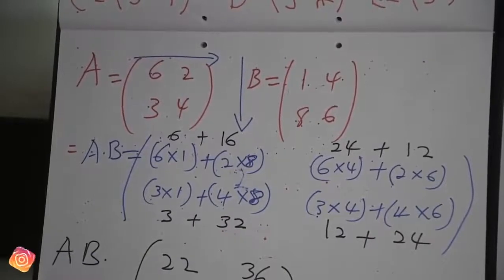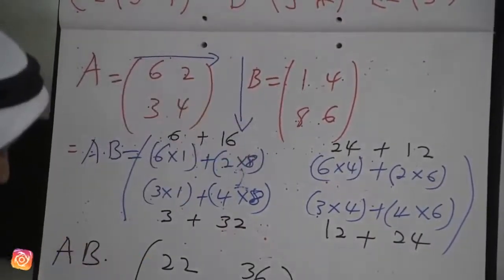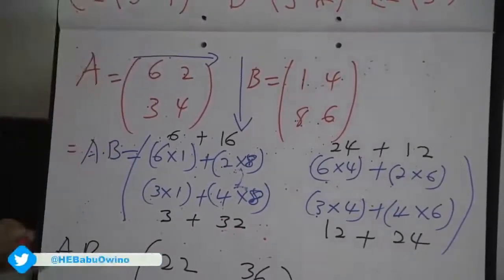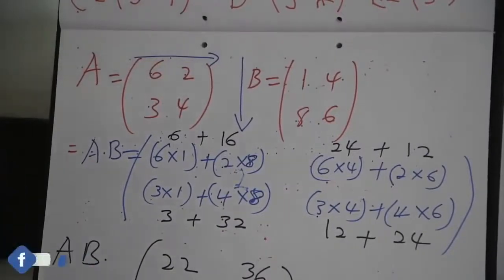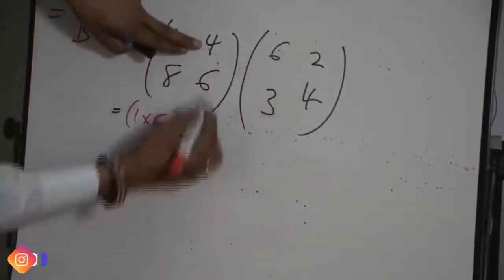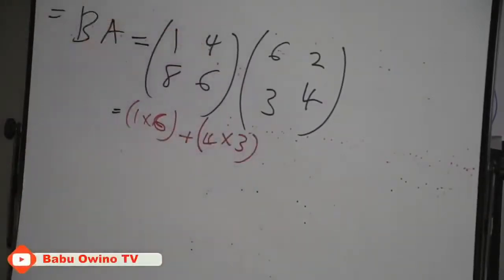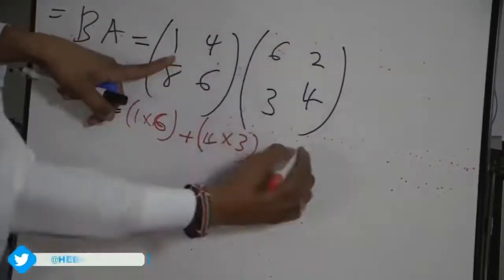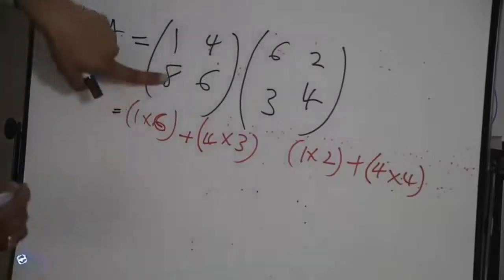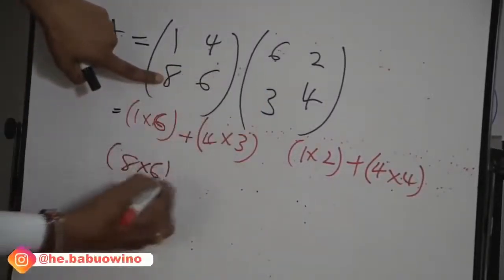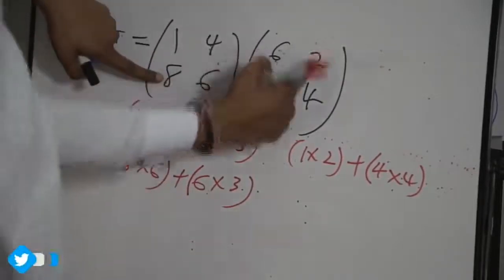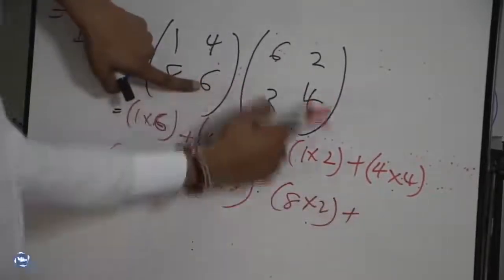Again, let's do BA. BA is 1, 8, 4, 6 multiplied by 6, 3, 2, 4. So again, class, be careful when you are multiplying this. It is 1 by 6 plus 4 times 3. That's the first one. The second one is 1 by 2 plus 4 times 4. The next one is 8 by 6 plus 6 by 3. Next is 8 by 2 plus 6 by 4.